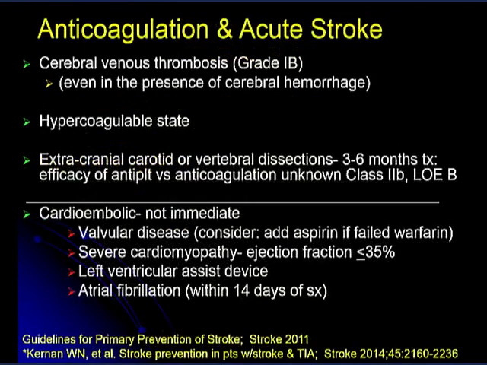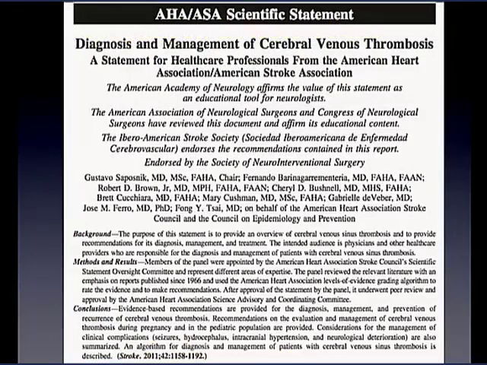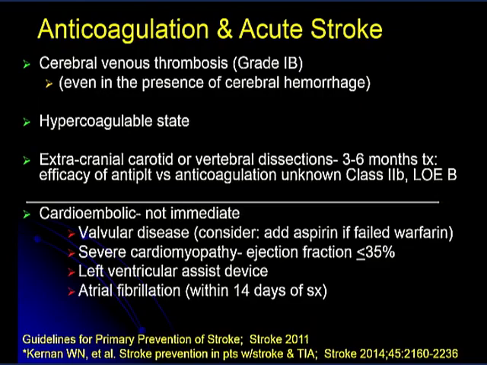Now, for anticoagulation with acute stroke, a cerebral venous thrombosis, even in the presence of ICH, and that's probably a fair game question for the boards, is that if you think it's a venous thrombosis, those should be anticoagulated. I'll mention that in a minute. If you have a hypercoagulable state, you would potentially anticoagulate that patient. And in dissections, and this is a relatively new guideline, if a patient has a dissection, you might think about using an antiplatelet agent or potentially anticoagulation.